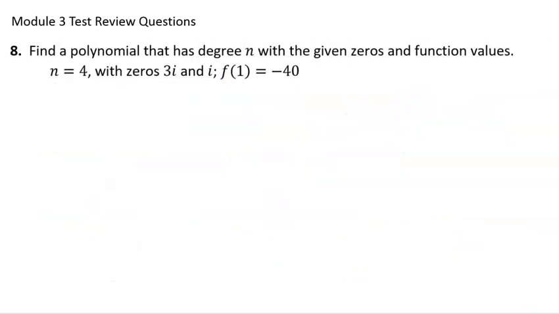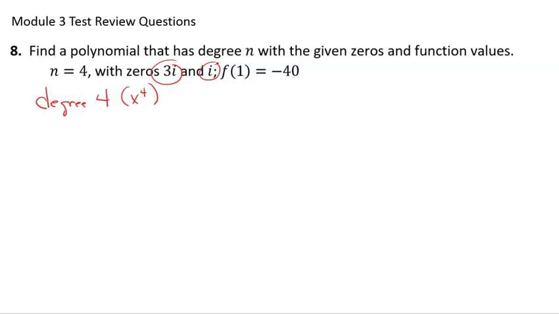Okay, folks, now it's supposed to find a polynomial that has degree n with the given zeros and function values. So what this means is right here, degree n means it's a degree 4. So when I finish with this thing, it's going to be an x to the 4th power is the highest power. Look, it has zeros of 3i and i. That's only 2 zeros, right? How many are you supposed to have?